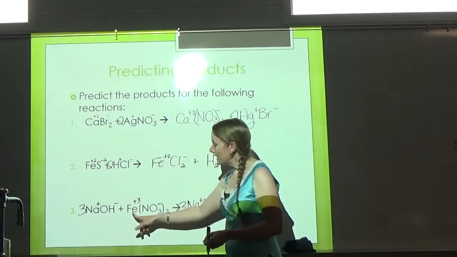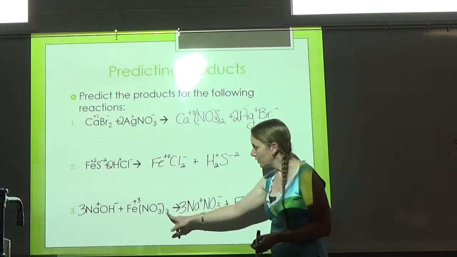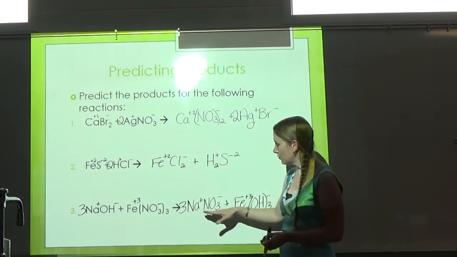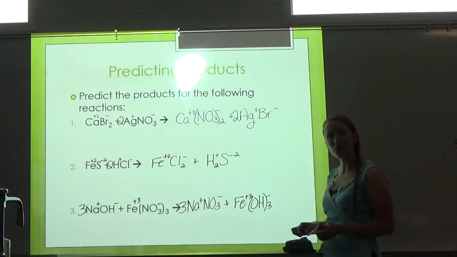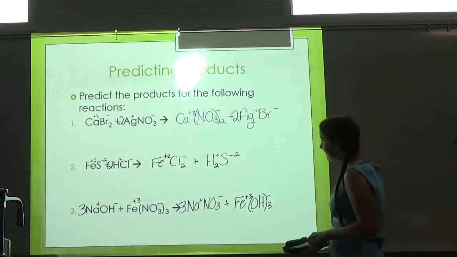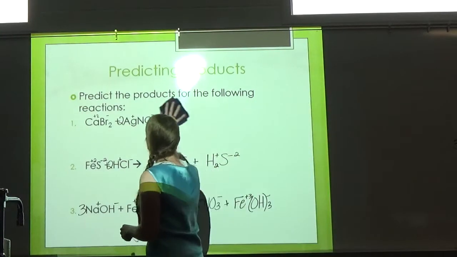All right, so I have 1 Fe, 3 nitrates, and 3 nitrates, just like that. So hopefully you got that one right. Okay, so let's move on to our last type, which is combustion.